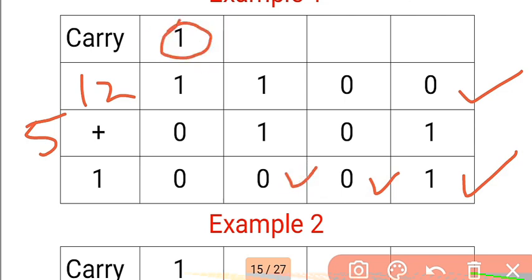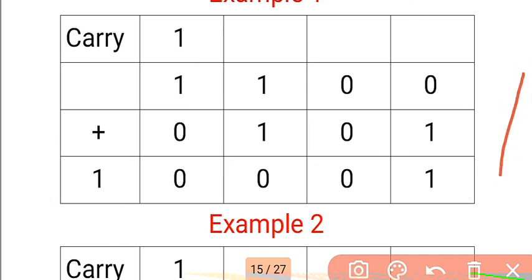Then you have to do addition. 1 plus 1 equal to 0. Carry is equal to 1. And 1 plus 1 is equal to 0. 0 plus 0 is 0. So you got the answer 10001. So 12 plus 5 is 17, and this is the binary representation of 17.